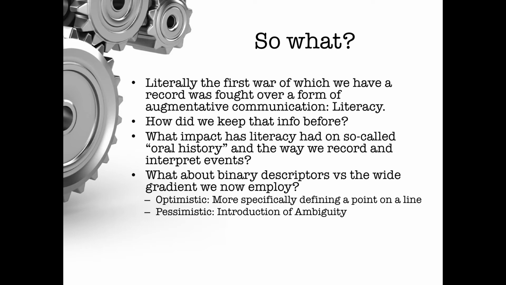And then I find it also interesting about the binary descriptors versus the wide amount of language that we now employ. So a lot of the speakers have been talking about core words and fringe vocabulary and these things. I would say optimistically that the massive proliferation of vocabulary in modern languages allows us to more specifically identify a descriptive point on a line. So we can say something like forthright instead of very truthful. But the pessimistic version of that is that we've just introduced so much ambiguity into the language that we sometimes can say things without really saying anything at all.